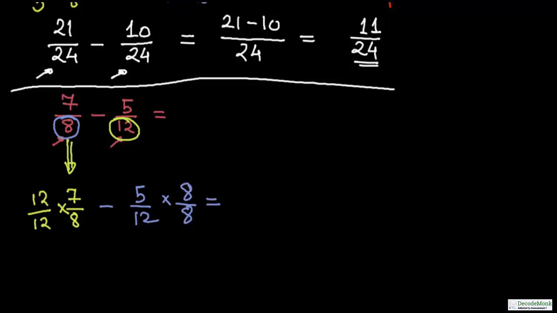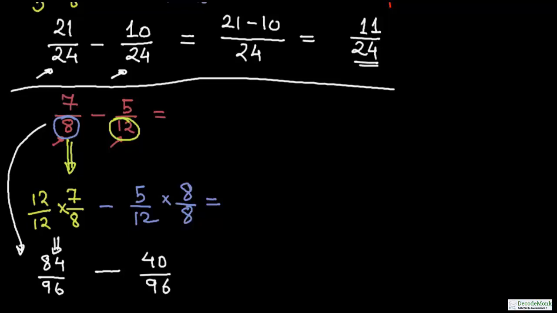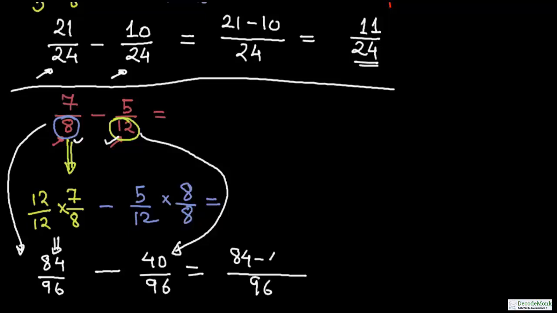So we get 12 sevens are 84, 12 eights are 96, and 5 eights are 40, 12 eights are 96. So 84 upon 96 is the equivalent fraction of 7 by 8, and 40 upon 96 is the equivalent fraction of 5 by 12. So now again both the fractions have the same denominator, which is the product of these two bottom numbers. Easy to subtract now. 84 minus 40 is 44, so we get 44 by 96. This is the answer we got by solving it with our first method.